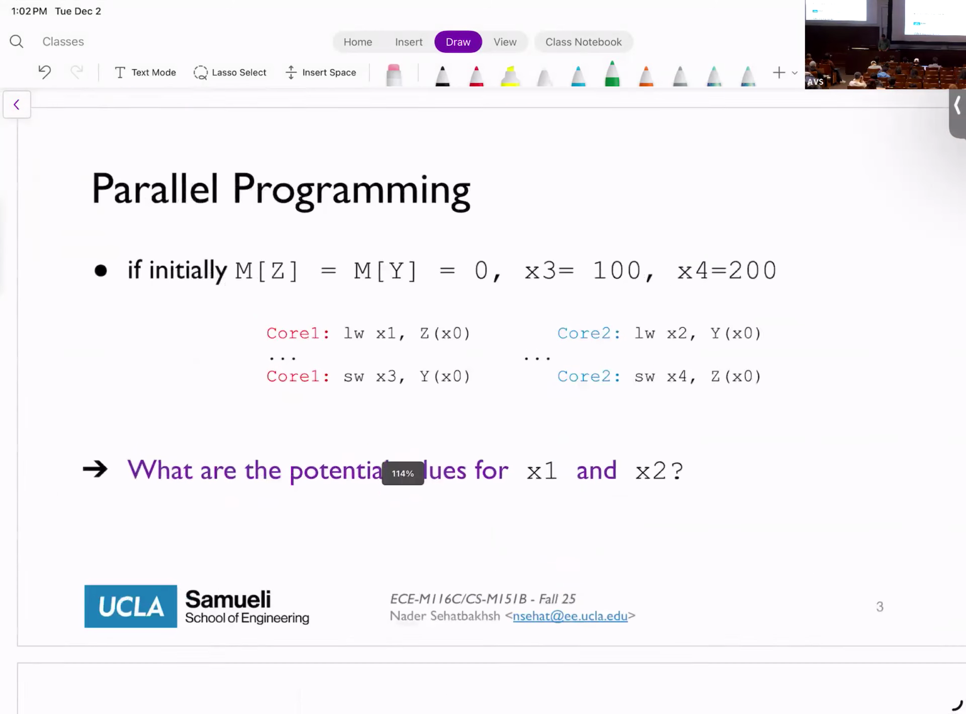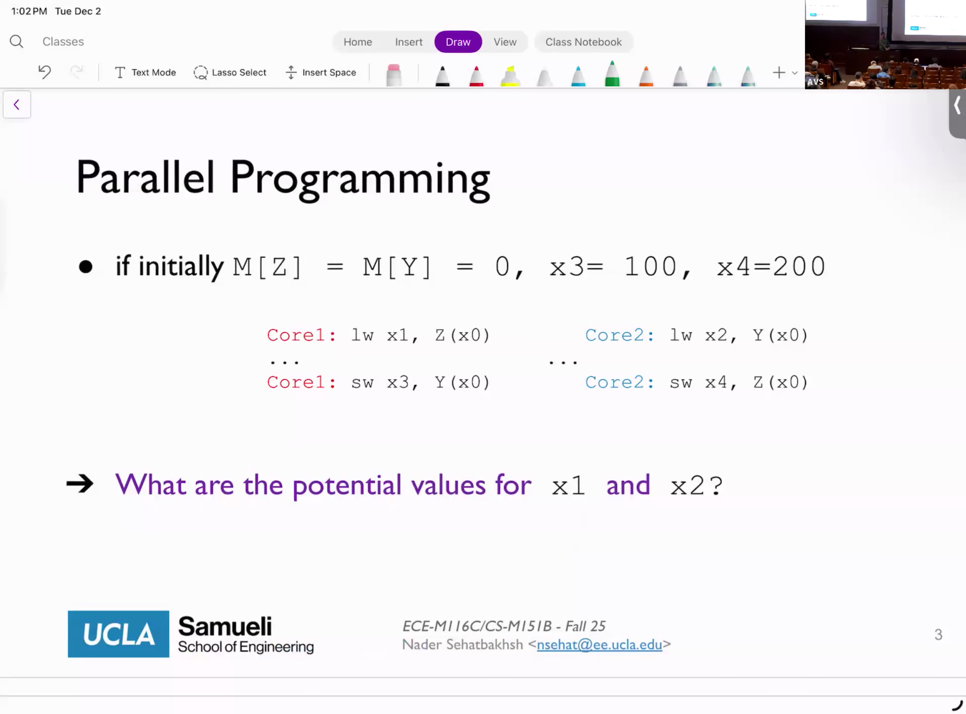So, the consistency problem. Remember I told you that in addition to the coherency problem, we have the second problem, which is consistency. Consistency comes from the fact that we have parallel programs. We have multi-core, and having multi-core means that I can divide one program into multiple threads and run them on these different cores.